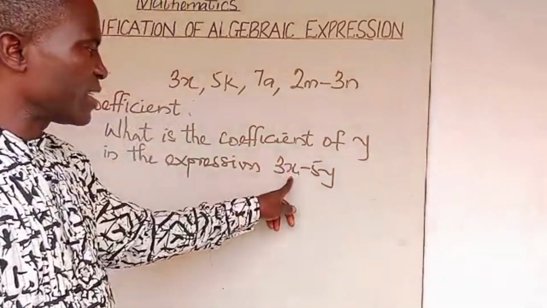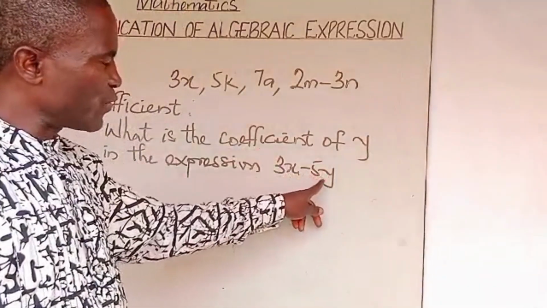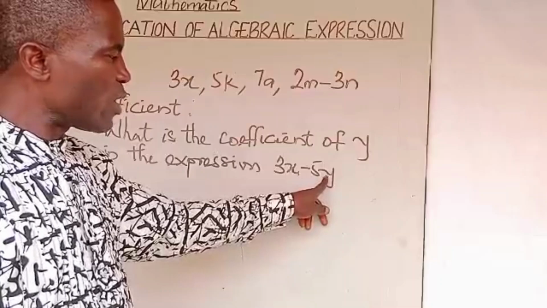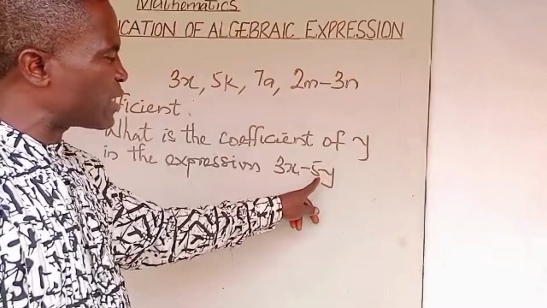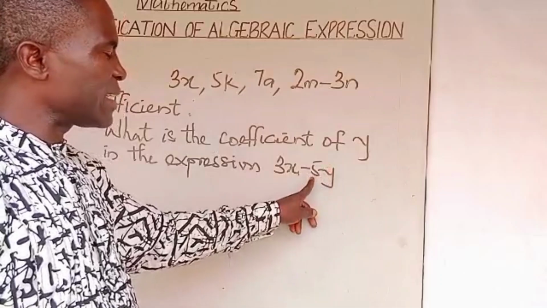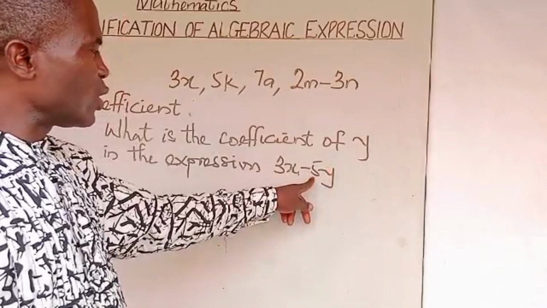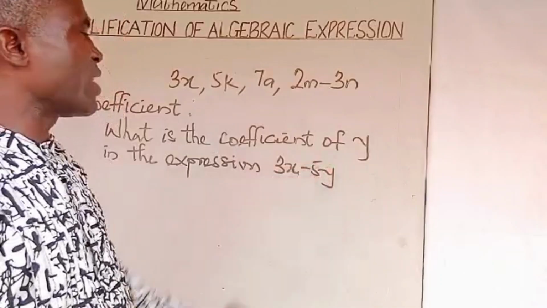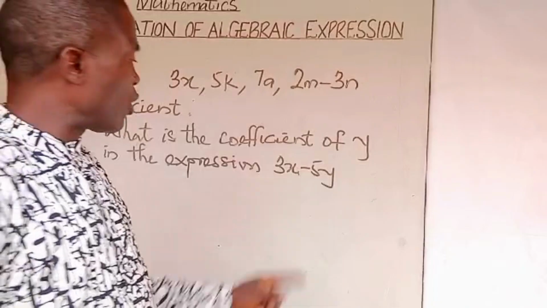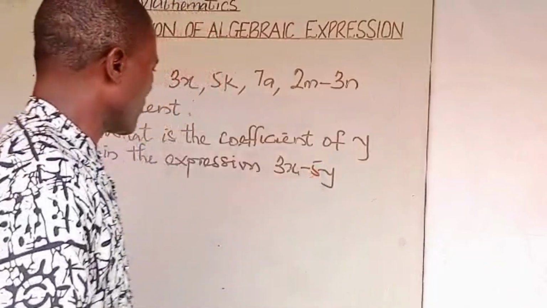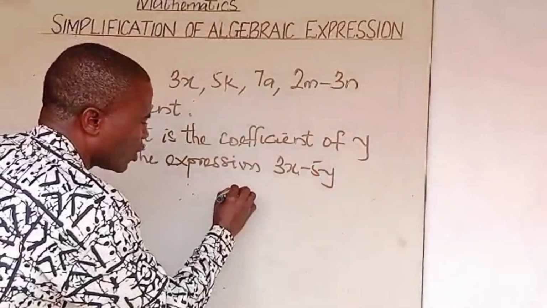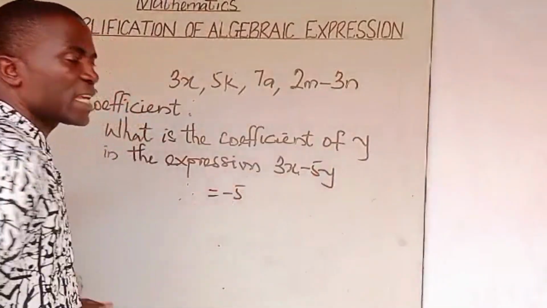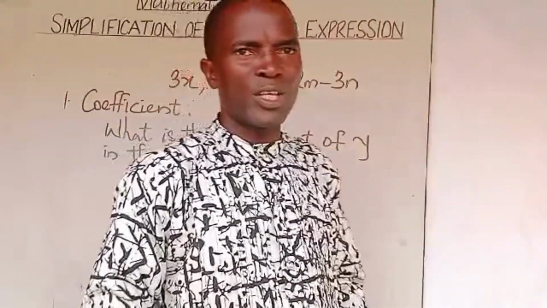This is 3x and this is minus 5y. So when we say coefficient, we refer to the number and sign that occupy the front part of a given letter y. That is the coefficient. So the coefficient of y here is minus 5. And so therefore, the answer is going to be minus 5.